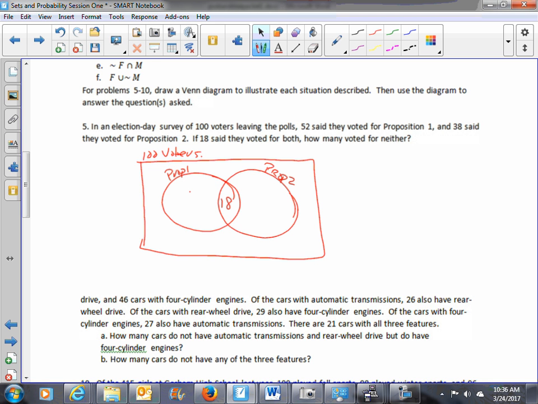Now, if there's 18 here and a total of 38 in the Prop 2 set, then we've got 20 more in this region. And if there's 18 in the intersection and we have a total of 52 who said they voted for Proposition 1, we're going to get, what is that, 34, I think, more here. Now, if we add these up, 34 plus 18 is 52. 52 plus 20 is 72. So there's going to be 28 of the 100 voters that aren't inside either circle. And so then the question is, how many voted for neither? Well, the answer is this 28 here.